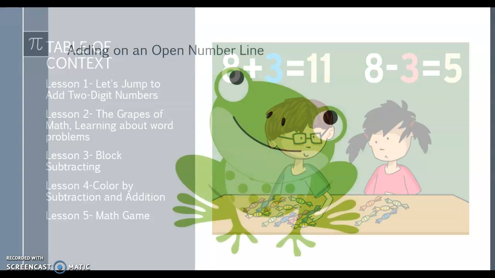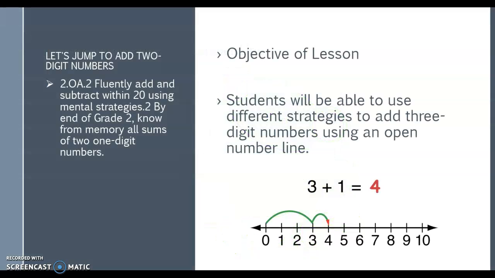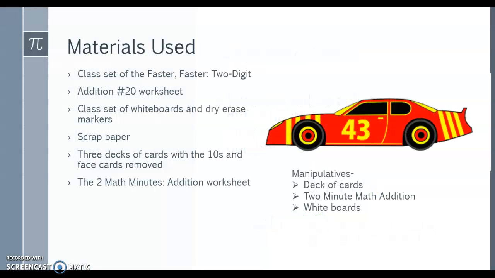So let's dive in. The first one is adding on an open number line. And these are my standards. My objective is for the students to be able to use different strategies to add three-digit numbers using an open number line. The materials we're going to be using are some worksheets, dry erase boards and scrap paper, a deck of cards, and just a lot of fun.